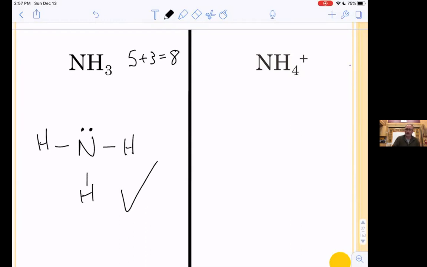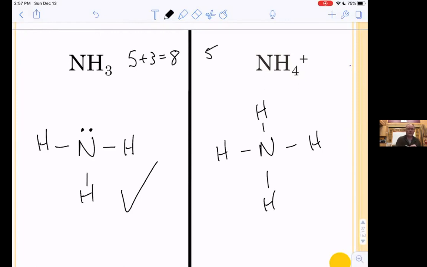Now let's look at ammonium. Ammonium has a nitrogen, a hydrogen, a hydrogen, a hydrogen, and a hydrogen. And I did this out of order, didn't I? I drew it first, and now I'm counting my electrons. It's not the end of the world, but make sure you don't skip that step. So nitrogen has 5, each hydrogen has 1, so that's 9. I need to take 1 off because this is a positive charge, and that'll give me a total of 8 electrons. If I look at my structure, it has 8 electrons.